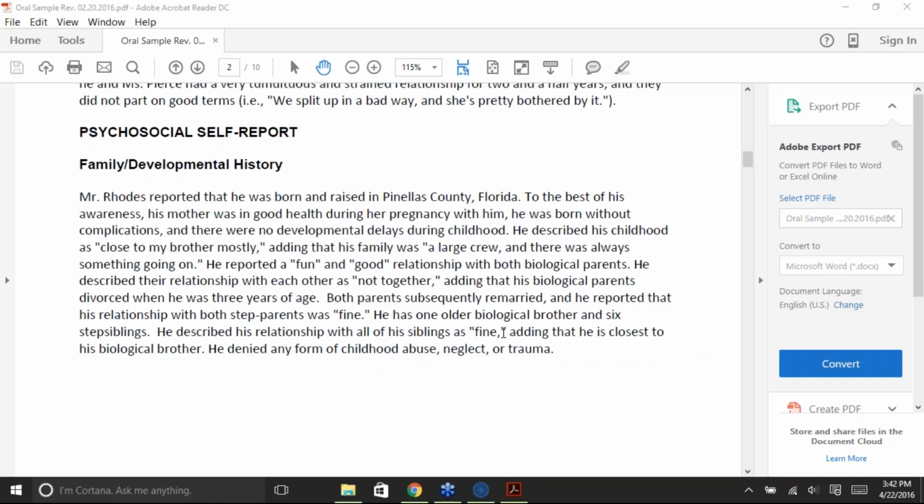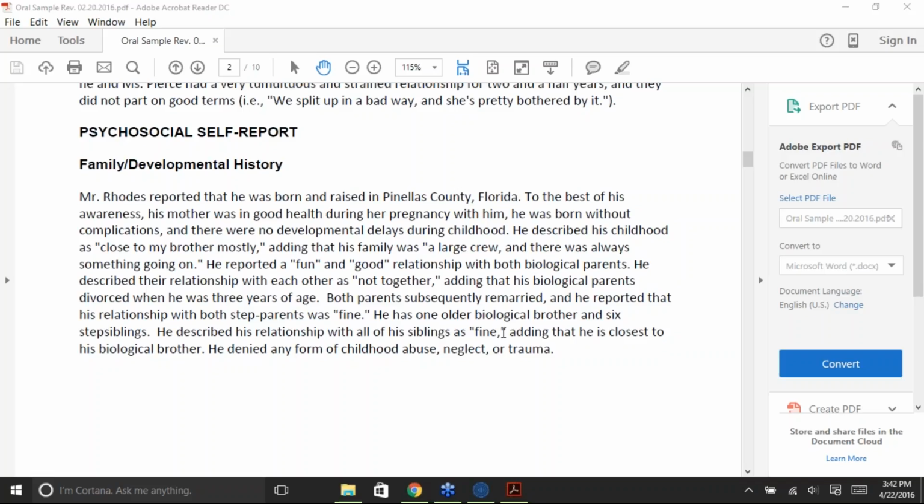So I would say that, and then if I had some collateral resources that could answer those questions, then I'll talk about those as well in the report. Because maybe the client doesn't know where he was born, but I've got some other document or information that does tell me that. So I could do that.